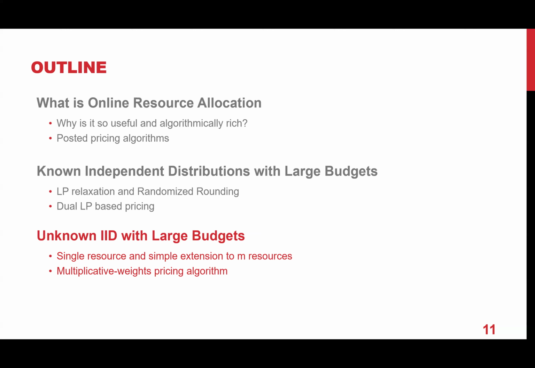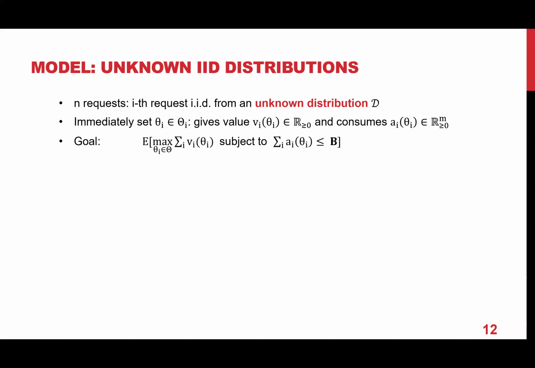Good. So the question is, unknown IID with large budget basically means 1 over epsilon squared budget. How would I get a 1 minus epsilon approximation? Okay. Again, I'm repeating the same thing. n requests IID from some unknown distribution. Each request, just to remind, is the value function and the consumption function, in set theta. Your goal is the same, maximize total value generated subject to the budget constraints. It's a high dimensional problem because you have m resources.